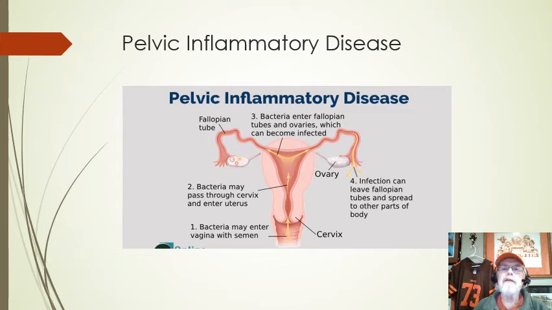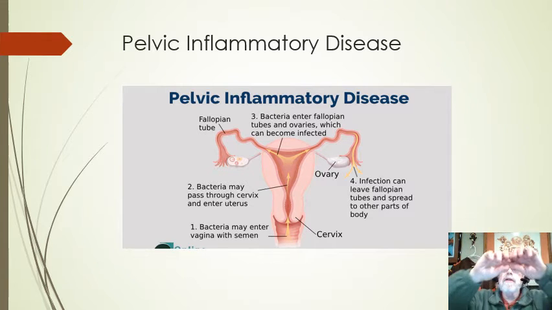This is the pelvic inflammatory disease, and you can actually see on this image right here where the vagina is at the bottom. So bacteria may enter the vagina with semen during intercourse. And then what happens is that it all moves up through that cervical os, that opening, up that canal inside that uterine cavity. So the bacteria goes through the cervix and enters the cavity inside the uterus.